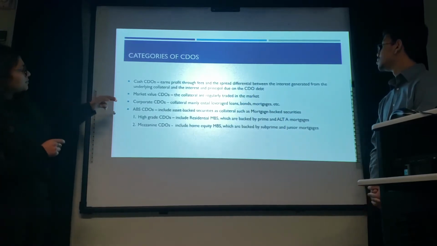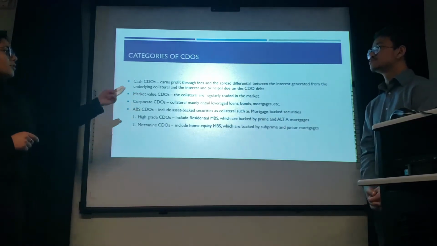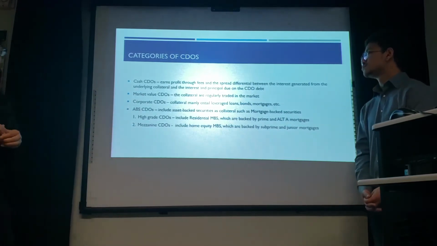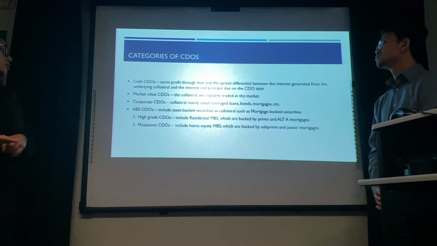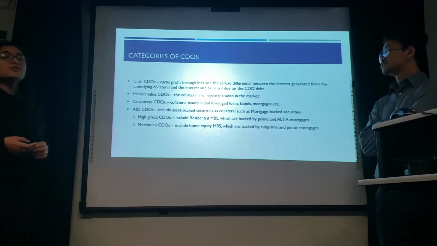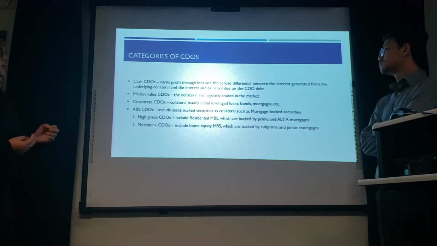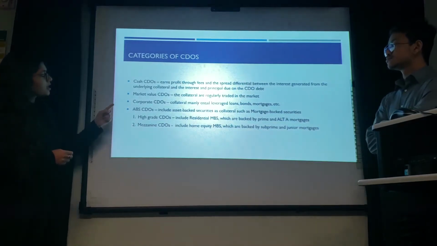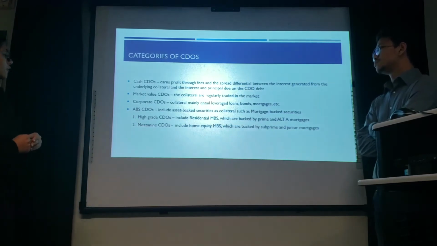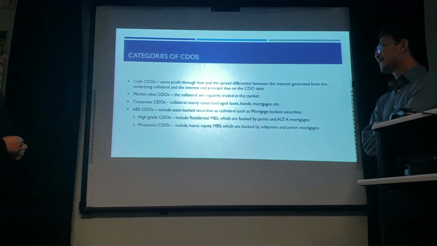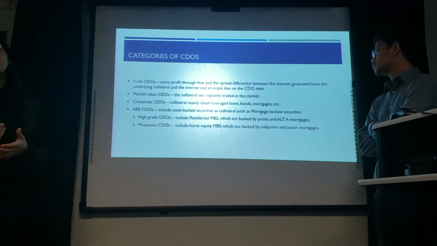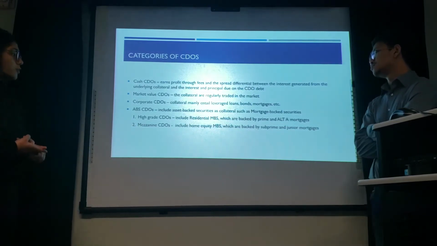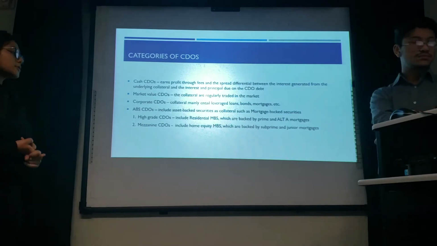The market value CDO is slightly different from cash CDOs as the collateral are regularly traded in the market. The third one is our corporate CDO, whose collateral are mainly leveraged bonds, mortgages, and loans. However, in case of ABS, or asset-backed securities, its collateral includes asset-backed securities like mortgage-backed securities. It has its own two types: high-grade CDOs and mezzanine CDOs. High-grade CDOs include residential MBS, which are backed by prime and Alt-A mortgages. Whereas mezzanine CDOs include home equity MBS, which are backed by subprime and junior mortgages.